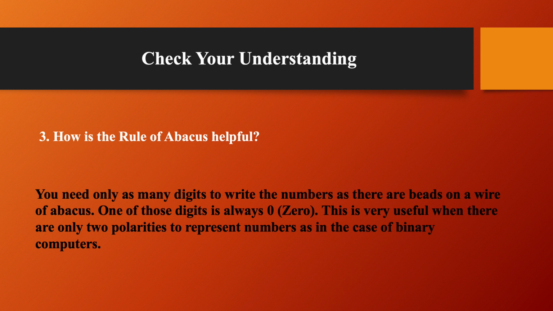How is the rule of abacus helpful? You need only as many digits to write the numbers as there are beads on a wire of abacus. One of these digits is always 0. This is very useful when there are only two polarities to represent numbers, as in the case of binary computers.